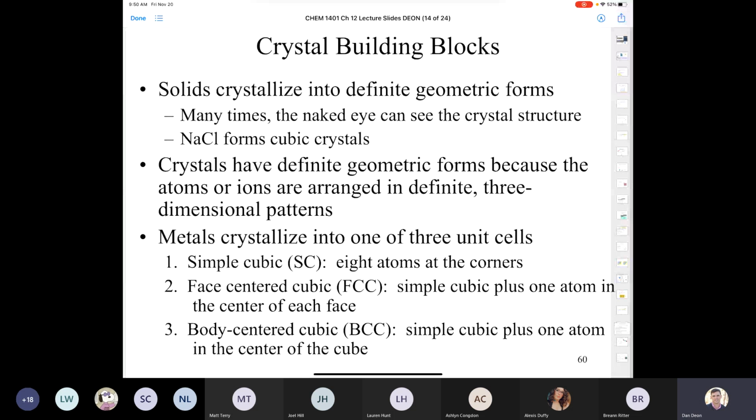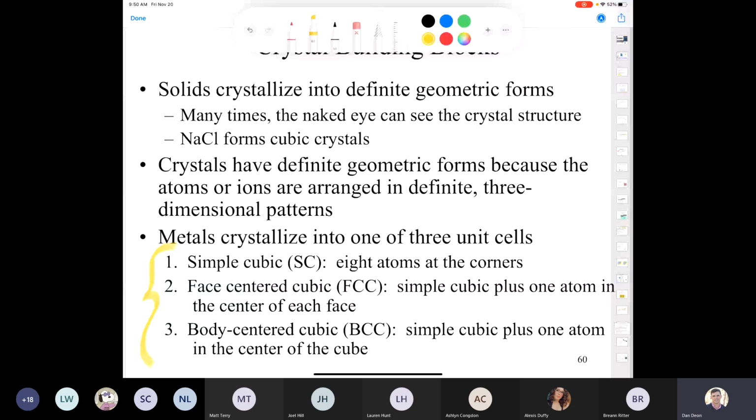Now, there are several unit cells that we don't look at in this class, but there are three that you need to be aware of because metals crystallize into one of three unit cells that are shown here. The simple cubic, SC, the face-centered cubic, and the body-centered cubic.